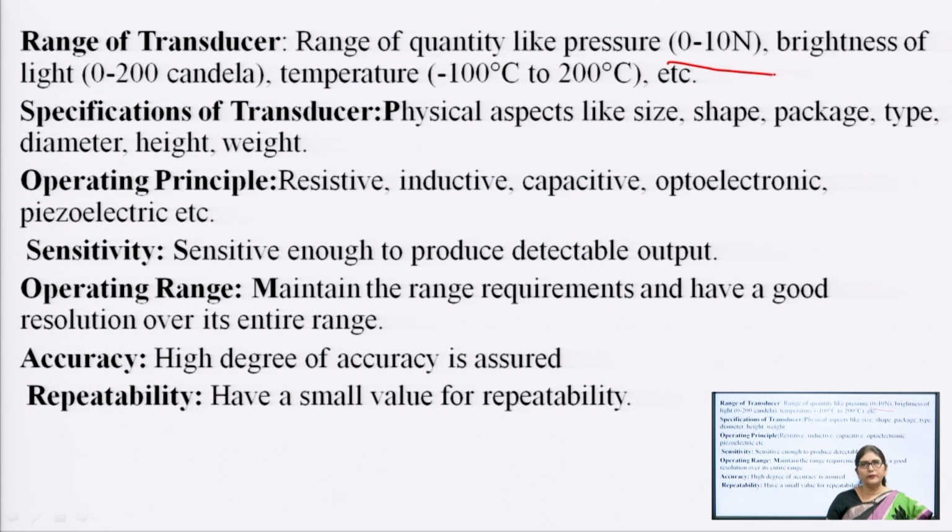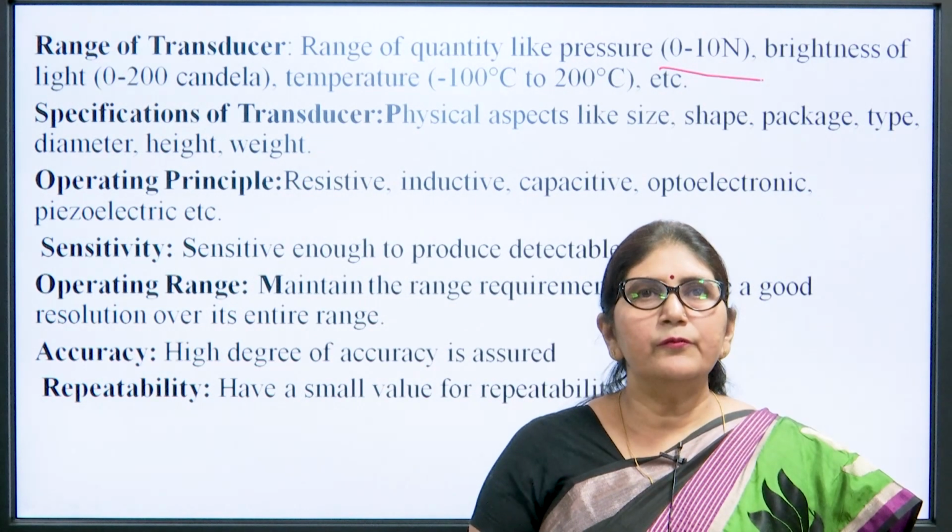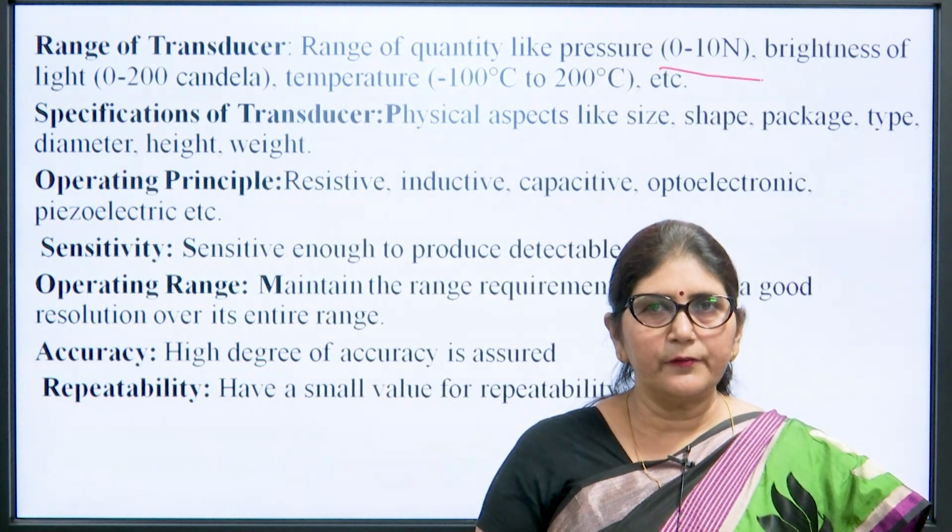Then specification of transducer, like shape, package, where we are going to place that particular transducer. Suppose there is a compact device in which we have to place a transducer, then the size of the transducer, the shape of the transducer and the weight of the transducer are important factors. Then operating principle, whether we want to convert that particular physical quantity into change in resistance or change in inductance, capacitance or other. So, the operating principle is also required.